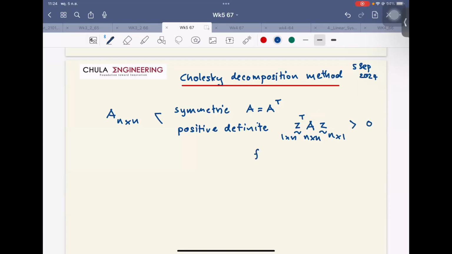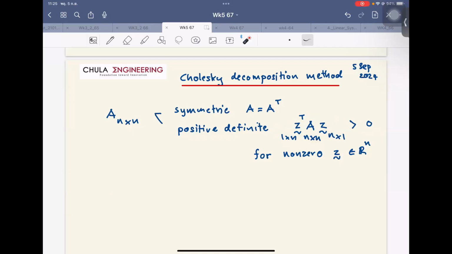Now for any non-zero vector C that is a member of the real n-dimensional space, for any non-zero vector C, when the matrix A satisfies this, this product is positive. This product is a scalar, and it is positive. This is the mathematical expression of positive definite.